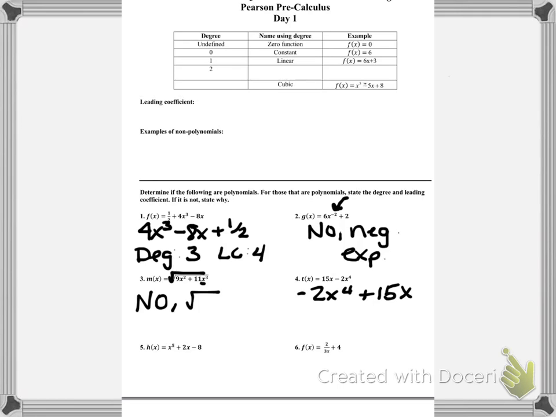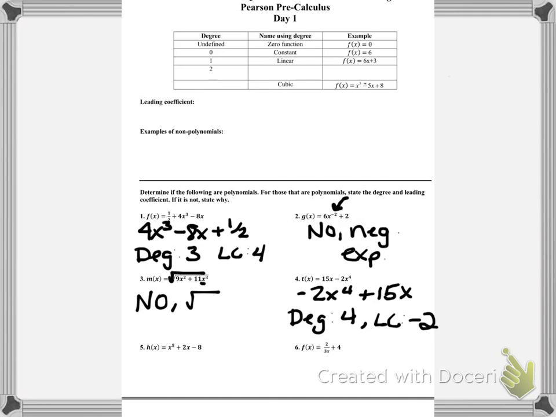We have a negative number out front. That's okay. As long as the exponent, which is a 4, isn't negative, we are fine. So yes, this is a polynomial. It has a degree of 4. Why? Because it's the highest exponent. And it has a leading coefficient of negative 2. Why? Because that's the number out front. Oh, we can do it different colors.